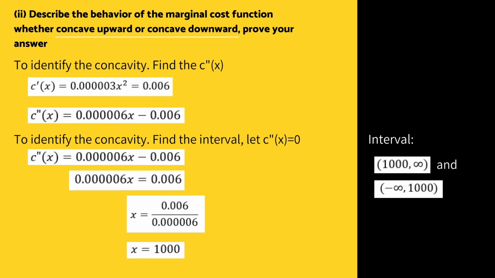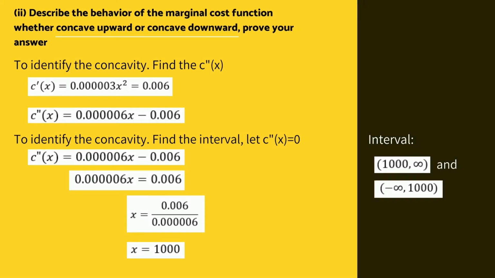Next, we need to describe the behavior of the marginal cost function, whether concave upward or downward. To identify the concavity, we need to find the second derivative, and we got 0.00006x minus 0.006. Second, we need to find the interval. To find the interval, let the second derivative equal 0. So we got x equals 1000. The intervals are 1000 to positive infinity and negative infinity to 1000.